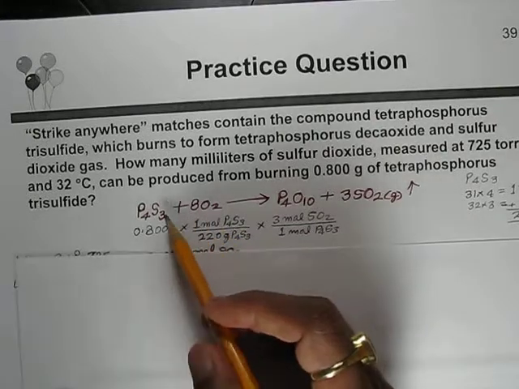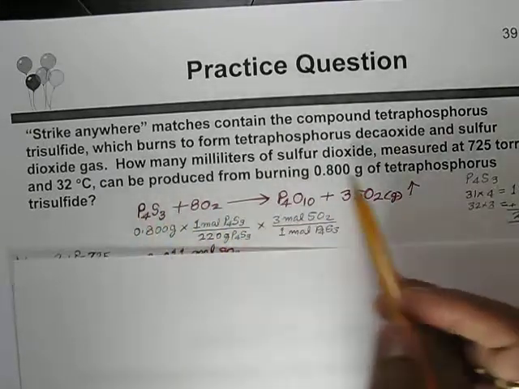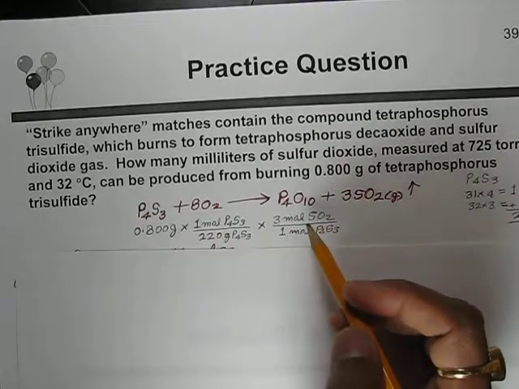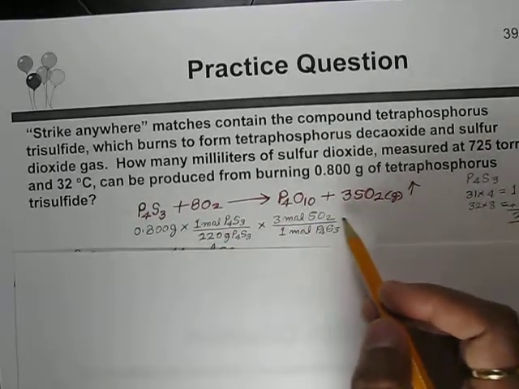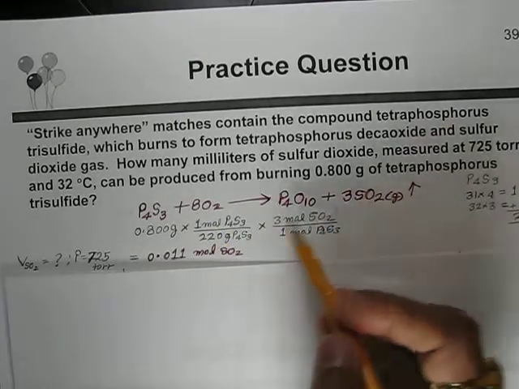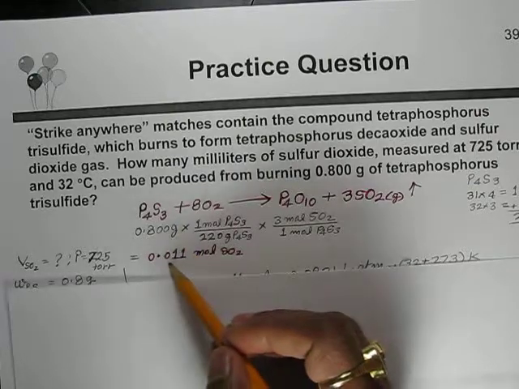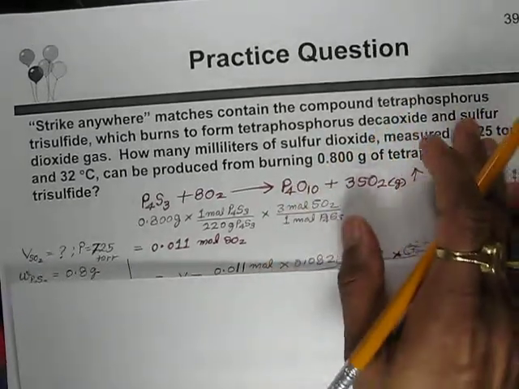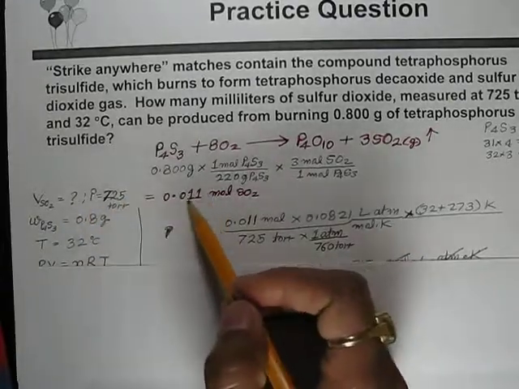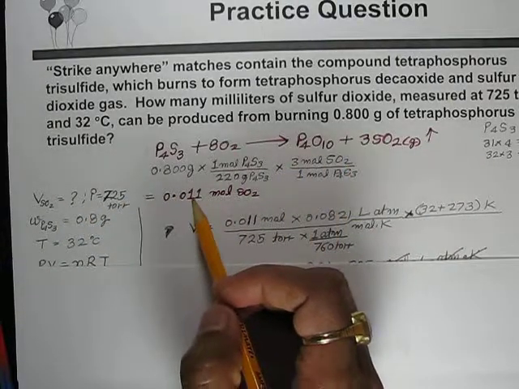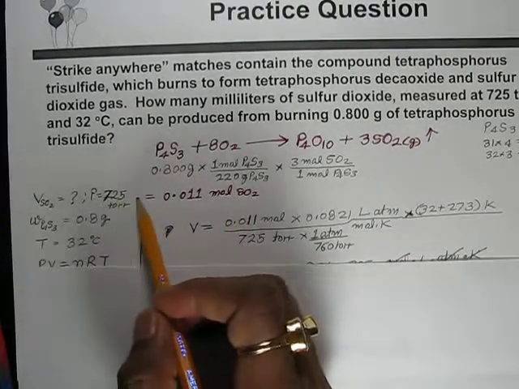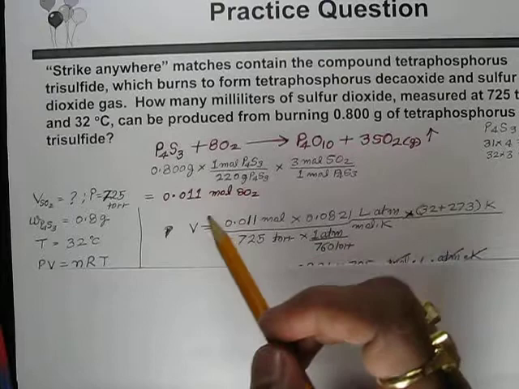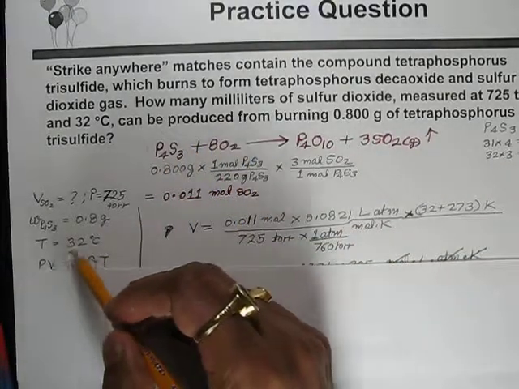Since 1 mole of reagent gives 3 moles of sulfur dioxide gas, whatever number of moles comes here, we multiply by 3 to get the moles of sulfur dioxide gas. Once you solve this, it comes to 0.011 mole of sulfur dioxide gas. So from this equation we get that the number of moles of gas is 0.011 mole, and then pressure is given, weight of tetraphosphorus trisulfide is given, temperature is 32 degrees Celsius.